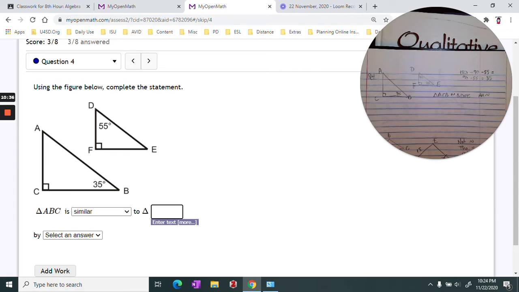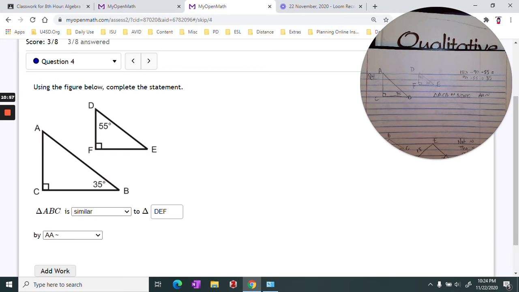So I go from A to B. So from my 55-degree angle to my 35-degree angle. So A to B is the same as D to E. So I'm going to put DE. And then we come back to our 90-degree angle, which is F. And my reasoning here is angle-angle similarity.